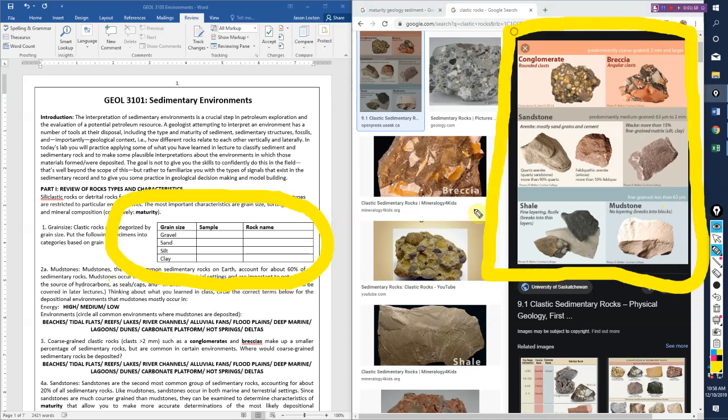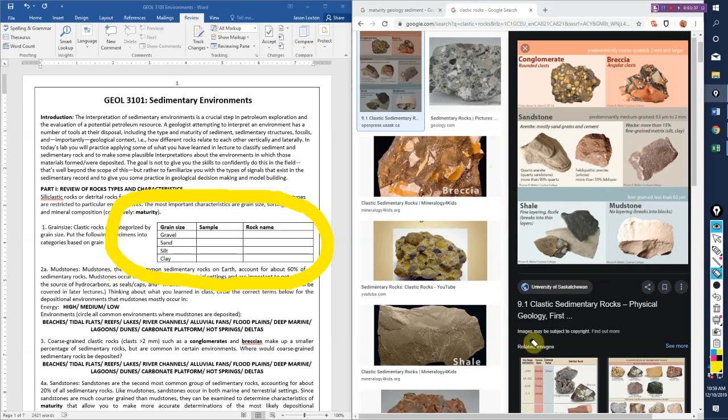So if you have very fine material, you're going to be a mudstone or a shale. If slightly bigger would be a siltstone, which is not on this list. You know, even a little bit larger is a sandstone. And really large is going to be a conglomerate or breccia, depending on if you're angular or rounded. All right, so that's pretty straightforward so far.